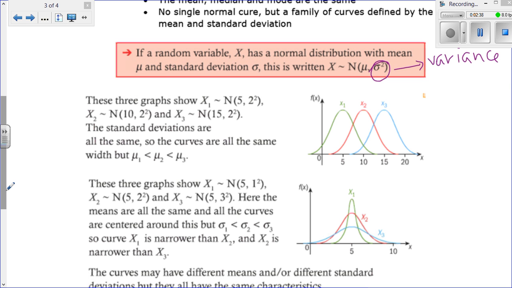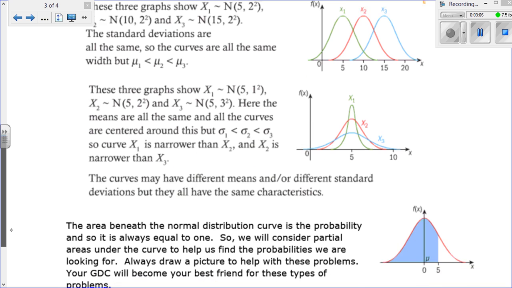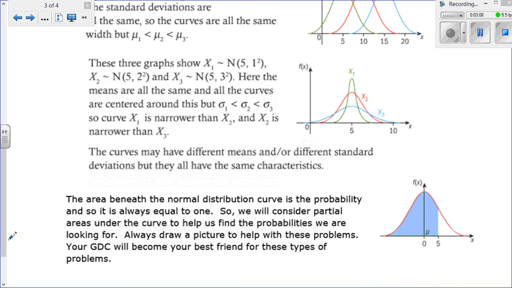For the next set of 3 graphs, my mean is 5 for all of them. The standard deviation is 1, 2, and 3. And that means that all of the curves are centered at 5 in this case, but their height is going to be determined by the standard deviation, depending on how closely grouped the data is. So the curves may have different means and/or different standard deviations, but they all have the same characteristics.